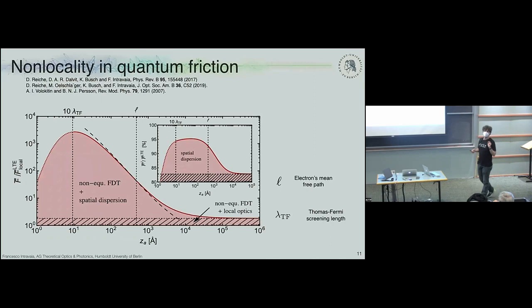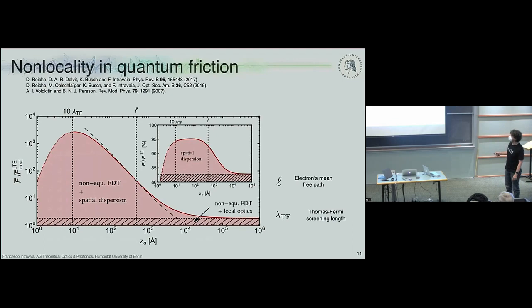And by implementing this in our calculation, we compare this result to the result we would have gotten from the Drude model. And this is what I'm plotting here. This is the ratio between the Drude model, in particular the LTE approximation, which is what has been done previously in the literature, and our calculation. So what is interesting here is that at large separation, the two models agree.